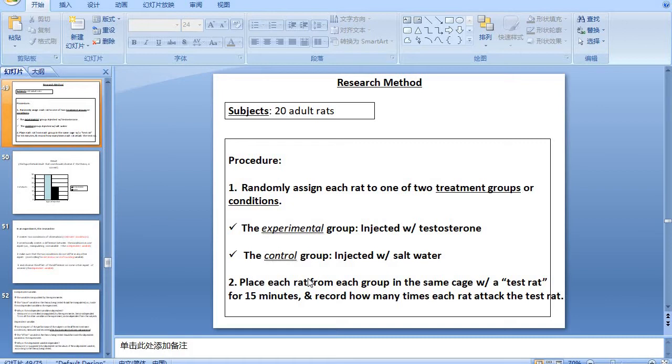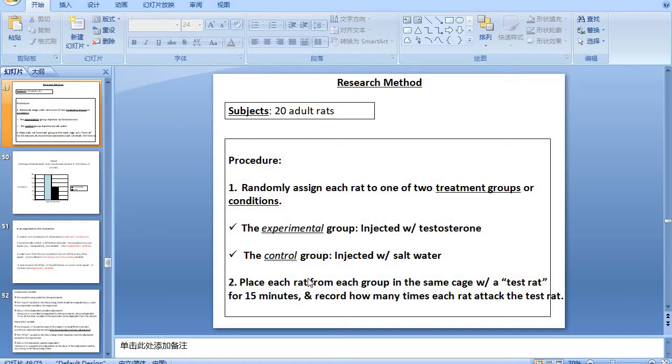This independent variable has two levels. One level is testosterone injection. The second level is saltwater injection. The reason that we call the type of injection the independent variable is because it is independent from the subjects.